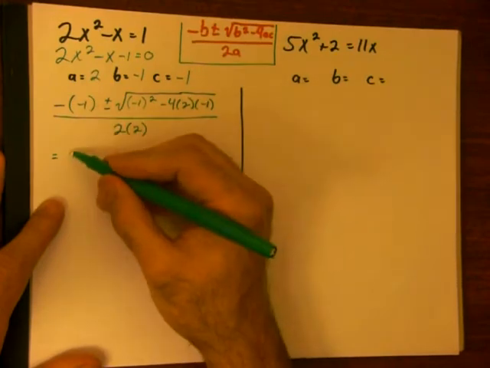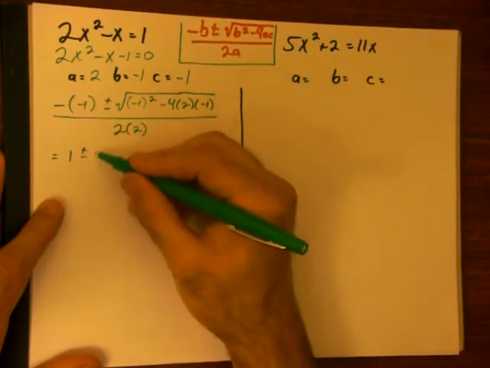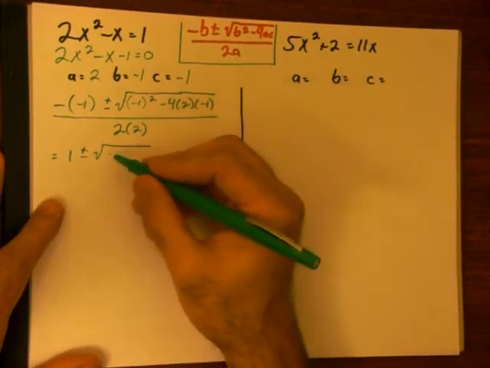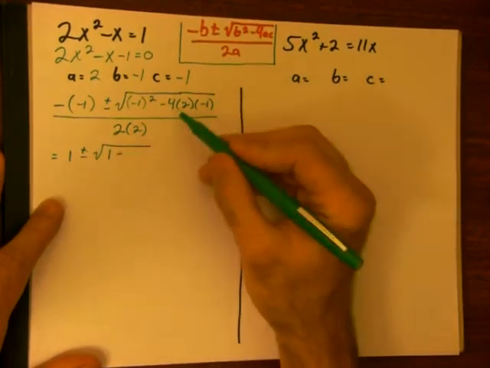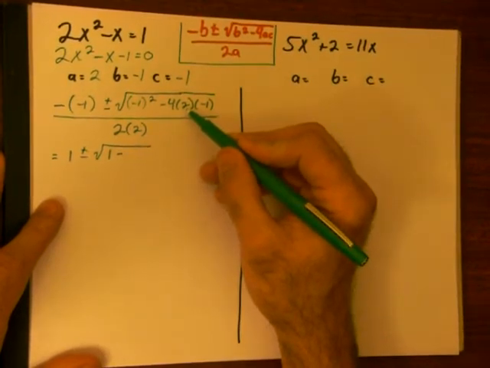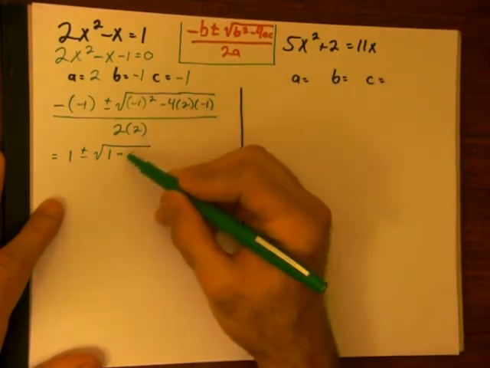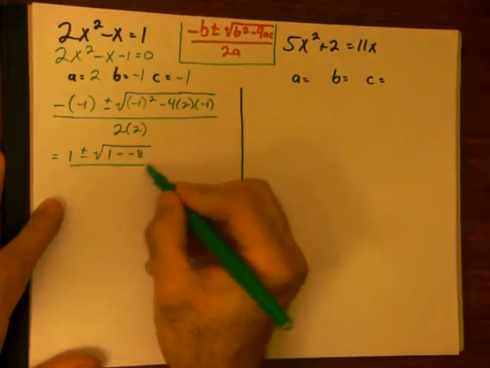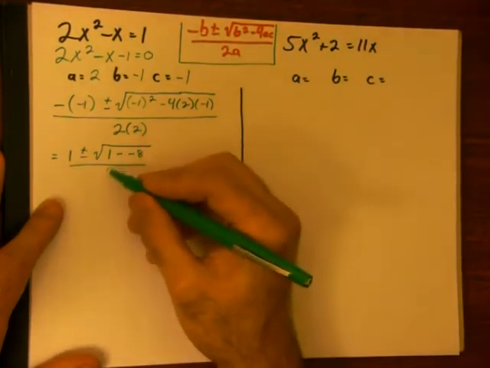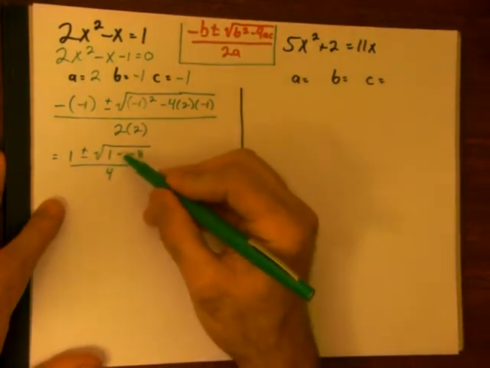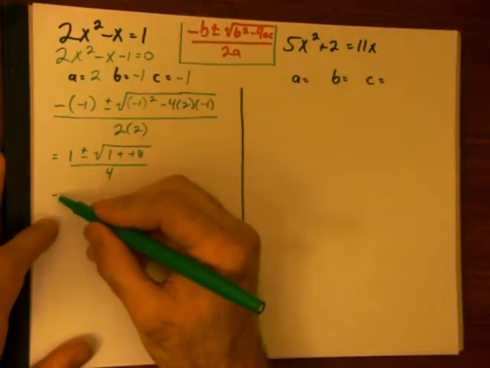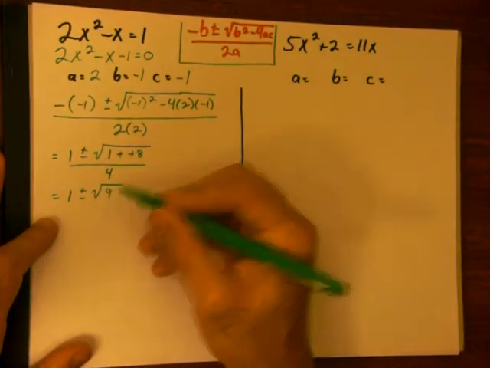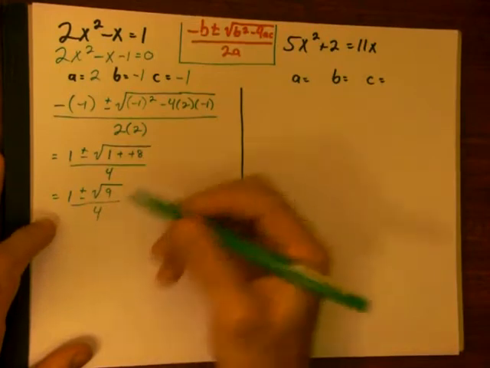Negative and negative is positive. That's 1 plus or minus the square root of negative 1 squared, which is negative 1 times negative 1, which is 1, minus 4 times 2 is 8, times negative 1 is negative 8, so we get a minus negative 8, all over 2 times 2, which is 4. Well, we know 2 negatives is a positive, so we'll simplify this further, saying 1 plus or minus the square root of 9 all over 4.